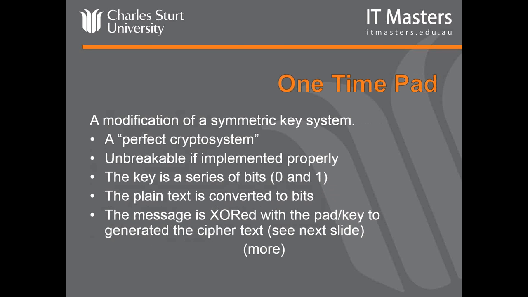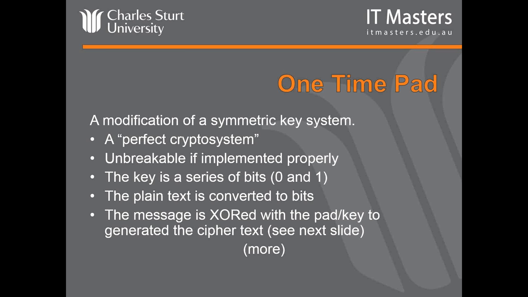Now, a one-time pad I told you I'd get to, and now here we go. It's a modification of a symmetric key system. It is known as a perfect crypto system. It's been around a long time, but very rarely done correctly. Unbreakable if implemented correctly. So the key is a series of bits, 0 and 1. Plain text is converted to bits. So think of ASCII. We take our letter A, convert it to the ASCII value, and put that in bits.